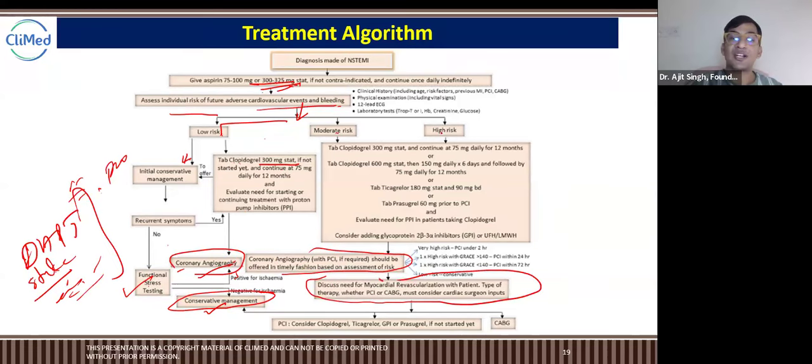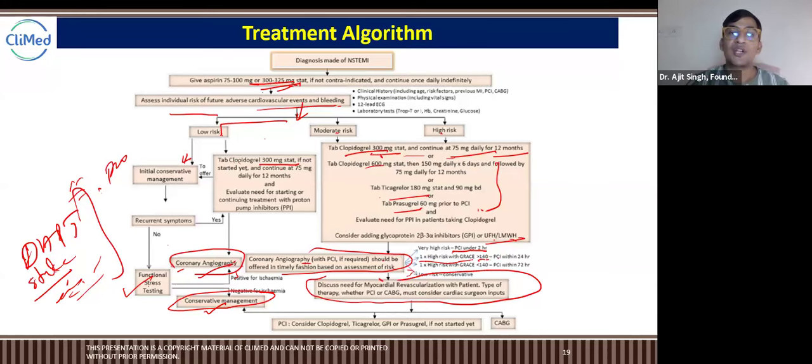Okay, in case of moderate risk and high risk, always start with clopidogrel, 300 mg stat, and then 75 mg daily for 12 months. Clopidogrel or ticagrelor or prasugrel, as I told, these are all drugs in the same category. Then we can start glycoprotein 2B3 inhibitors also. And then assess the angiogram, and if the angiogram shows very high risk, then go for PCI under 2 hours. If high risk with GRACE score more than 140, then PCI we can go ahead, and then we have to follow up the patient.